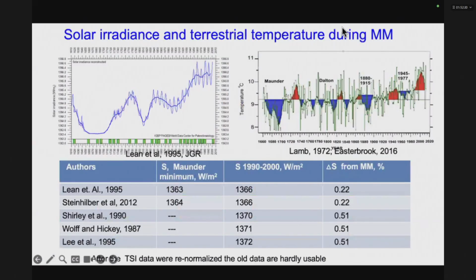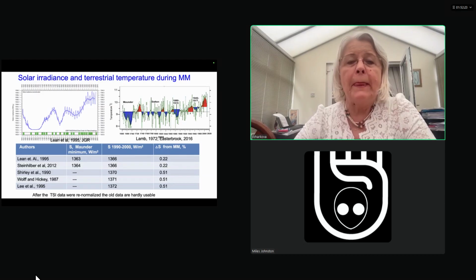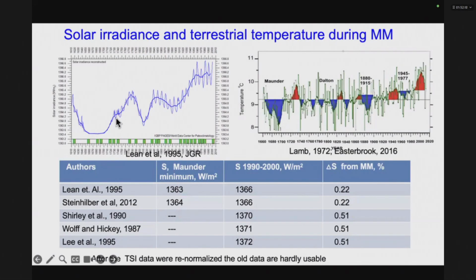Why do we speak in cycles, and why are grand solar cycles important? They're important because Lean et al. in '95 observed from biomass during the Maunder minimum that evidently the solar radiation during the Maunder minimum was reduced from 1366 to 1363. The absolute value may not be important, but the difference is important. It is a reduction of solar radiation by 3 watts per square meter.